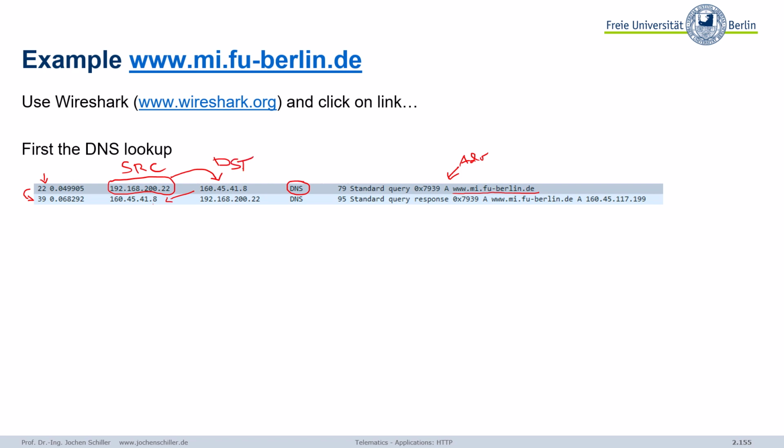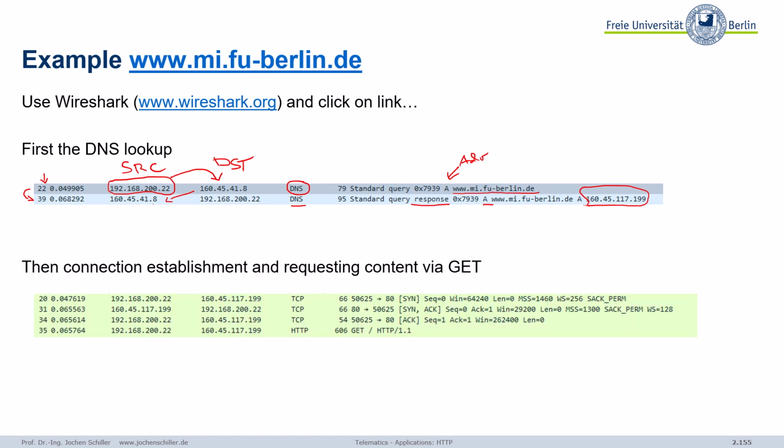The server will then answer, it's also DNS, sure. Well, it's the response address. Well, for this computer, it's this IP address. Okay, 160.45.117.199. Okay, so that's fine. And after this, we can then set up the connection.